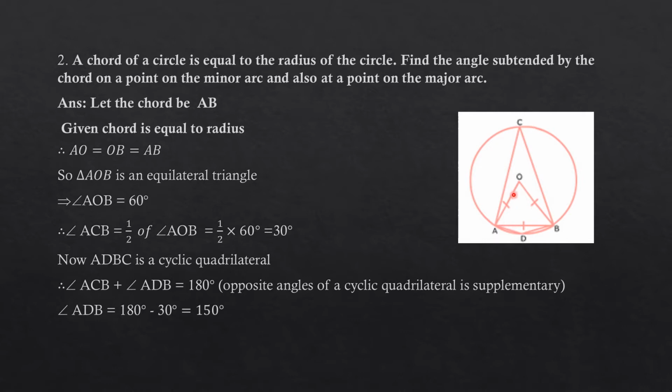Since angle AOB equal to 60 degree is the angle subtended by the arc AB at the center, we can write angle ACB equal to half of 60, which is equal to 30 degree. We can see A, C, B and D are points lying on the circle. Therefore, ACBD is a cyclic quadrilateral. Using the property of cyclic quadrilateral, angle ACB plus angle ADB equal to 180 degree. Therefore, angle ADB equal to 180 degree minus 30 degree equal to 150 degree.